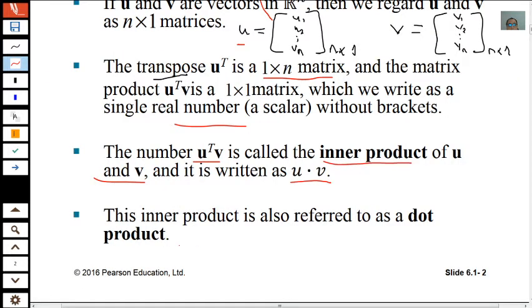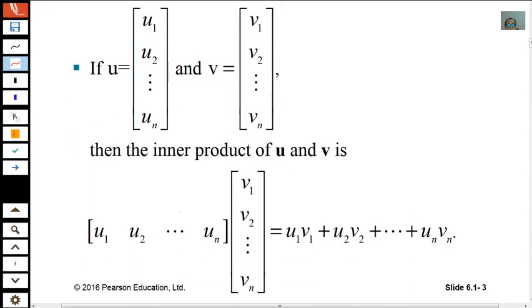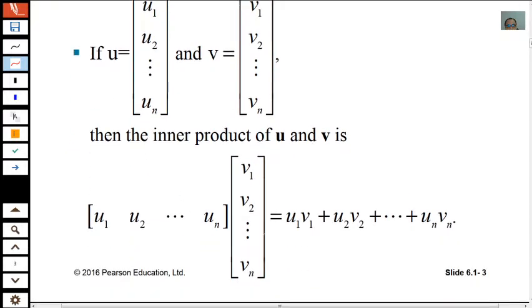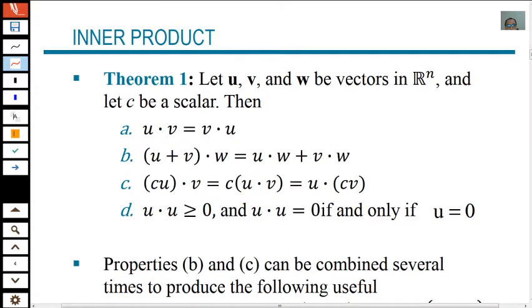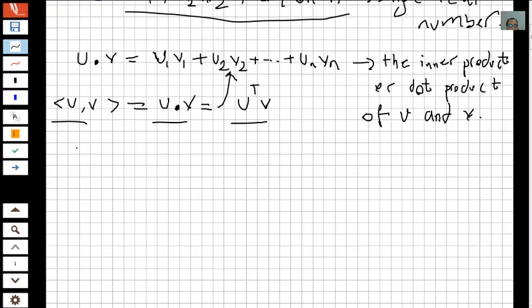So this inner product is also referred to as a dot product, as I said, and here you see the calculation that we did. The inner product of u and v is written in this form. Of course, we have properties, but before the properties, let's see a simple example to understand the definition very well.